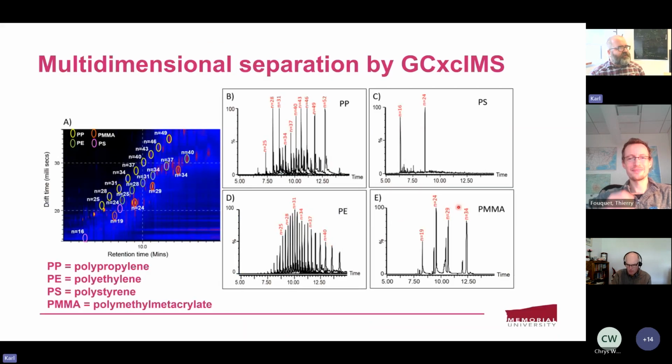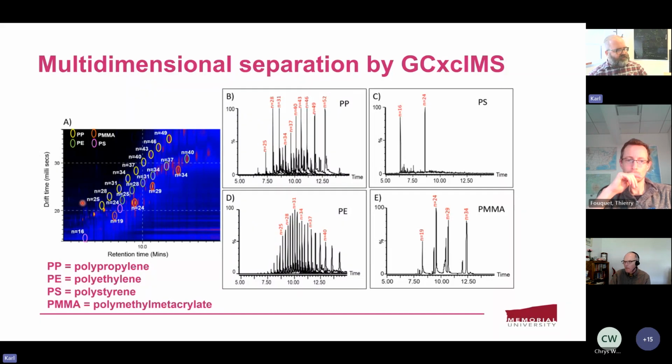So what is the benefit of doing multidimensional separation? The left side of the slide here shows a retention time, drift time contour plot. So we have our gas chromatographic retention time and our drift time through the 1 meter ion mobility cell. And we're able to nicely pick out series of pyrolysis products generated from common plastics. We focused on 4 in this study: polypropylene, polyethylene, polystyrene, and polymethyl methacrylate. The N values just refer to the number of carbon atoms in each of those products.